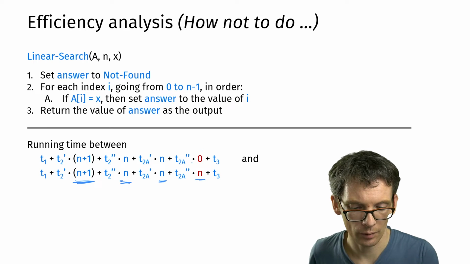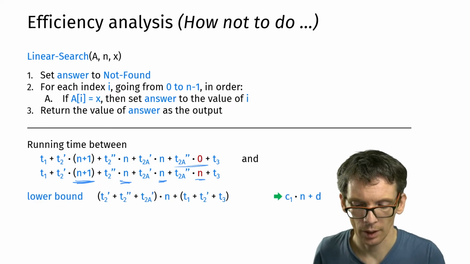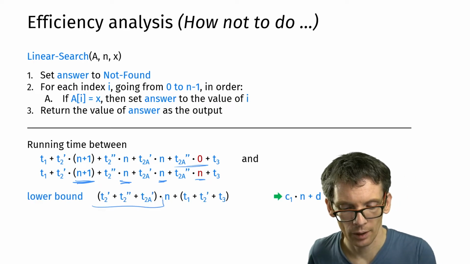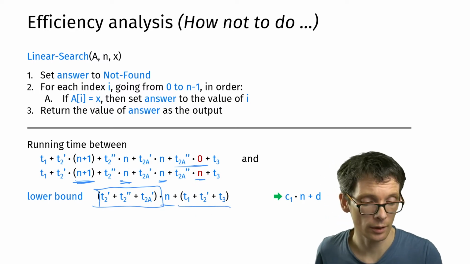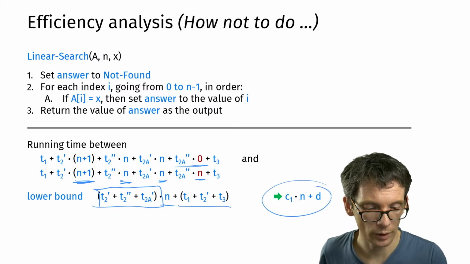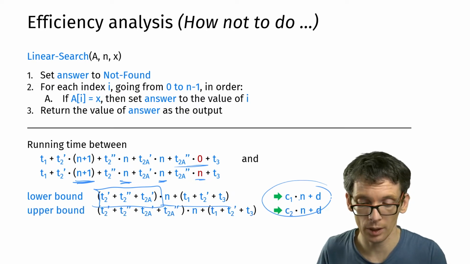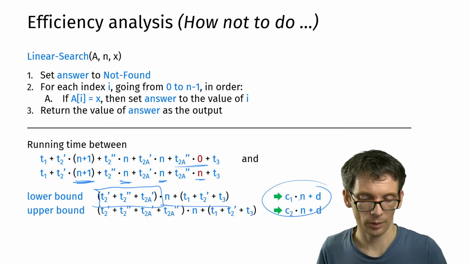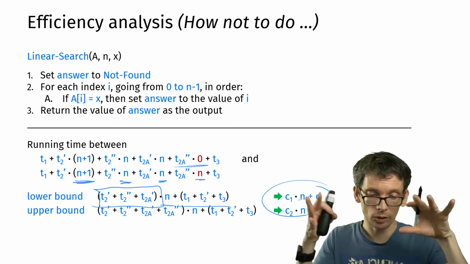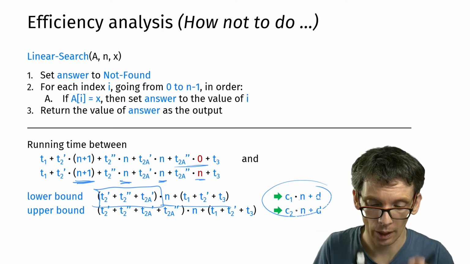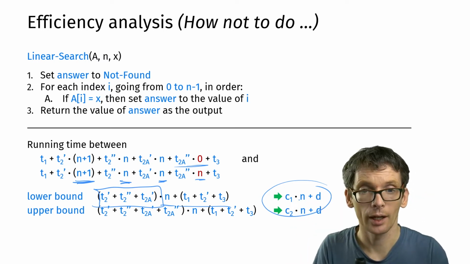In the first line, this n is missing. Adding all of that up, I get this coefficient before the n, plus lots of constants as lower bound, which is some kind of c1 times n plus d, and a similar upper bound. And again, this looks complicated, and we can do that in a simpler way in a moment.